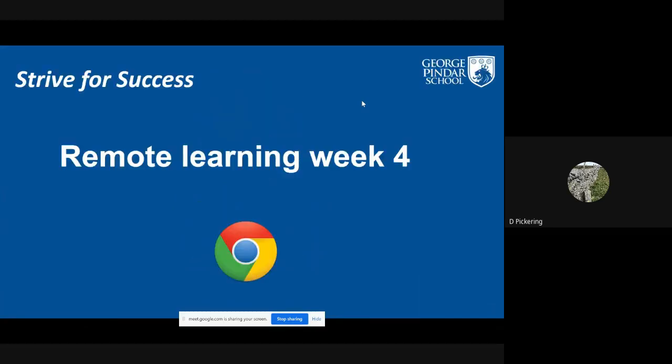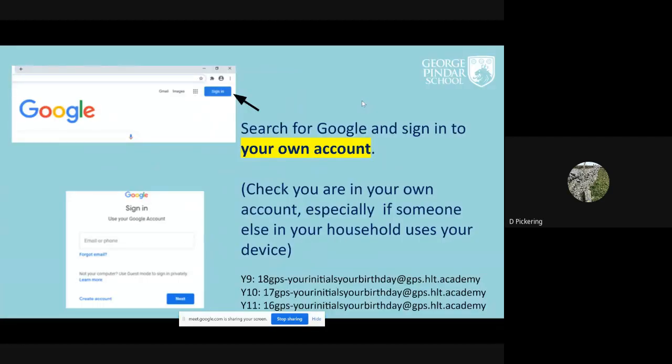So what are we going to be talking about this week? Well, this week I thought we'd have a look at how we can manage our time effectively. But before we get on to that, I just want to remind you how to find the work that you're being set while we're in this period of remote learning.